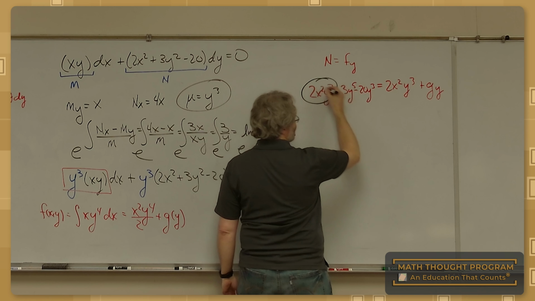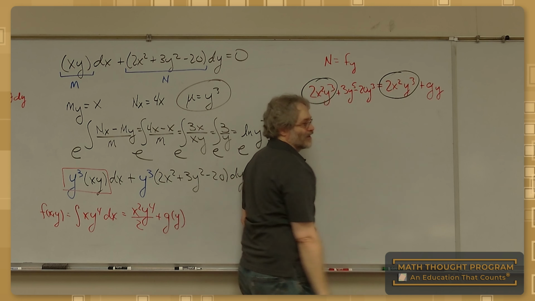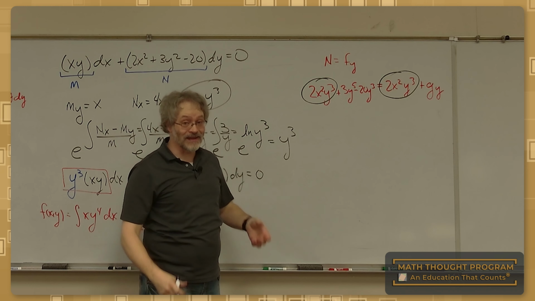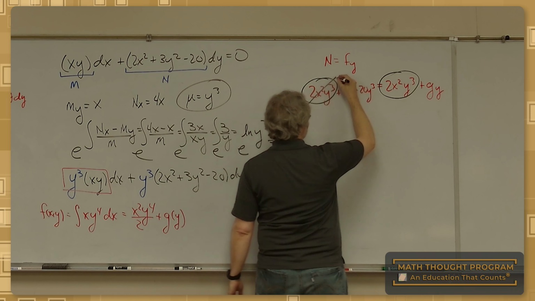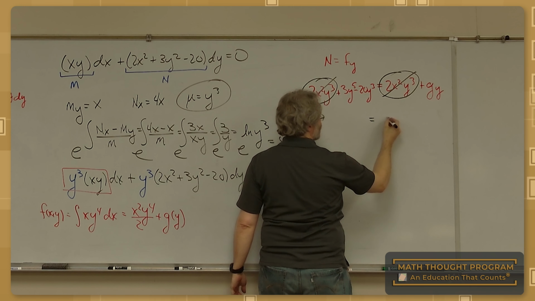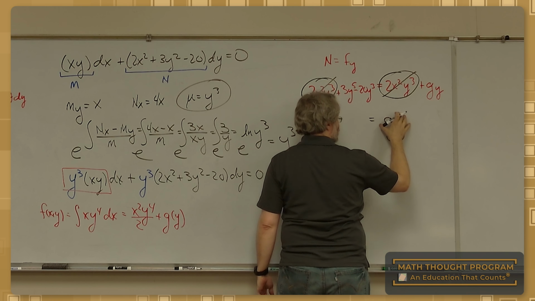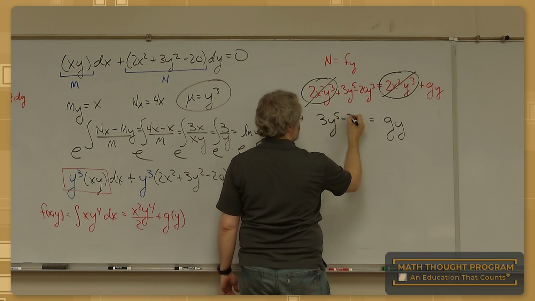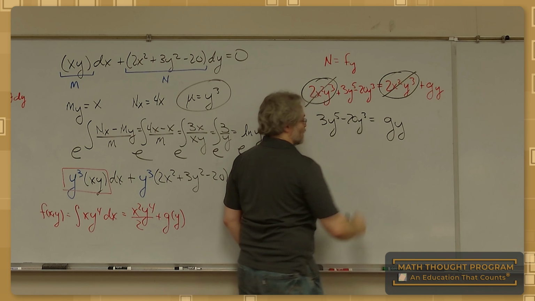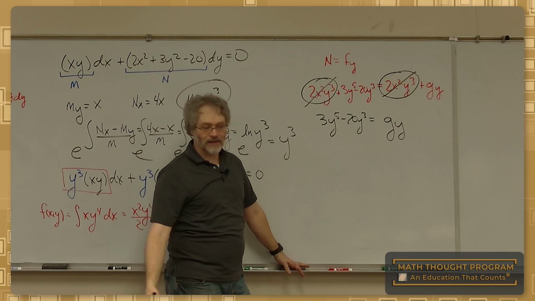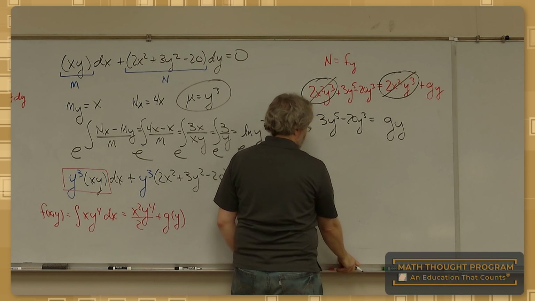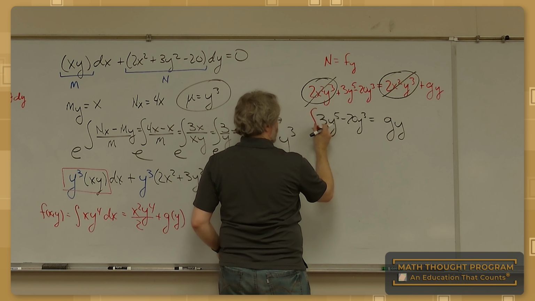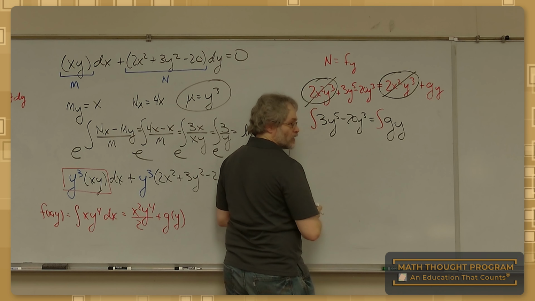Look at this. Look at that. They need to be the same. They need to negate, and they do. They go away. Now you have the g function's partial, which is 3y to the fifth minus 20y to the third. Integrate it. Integrate the left, integrate the right in terms of y.